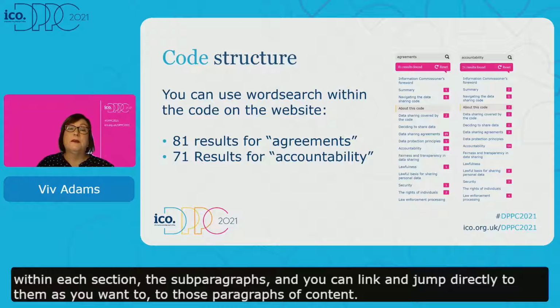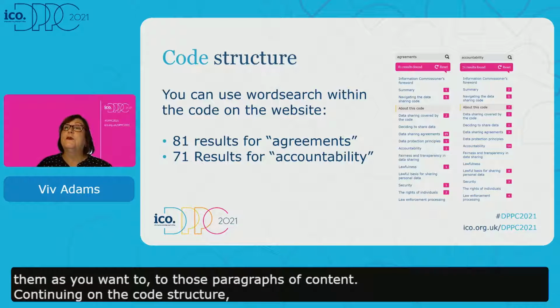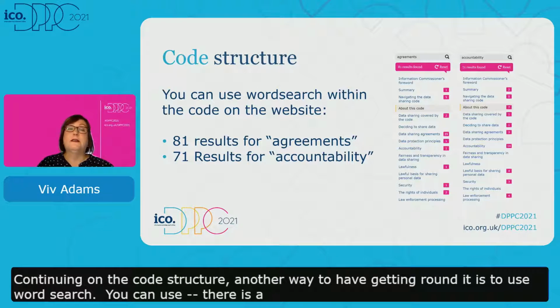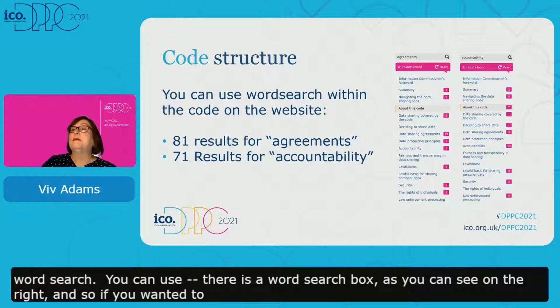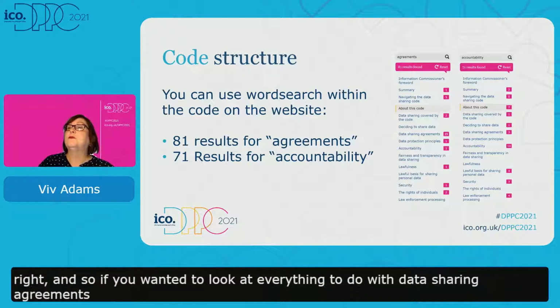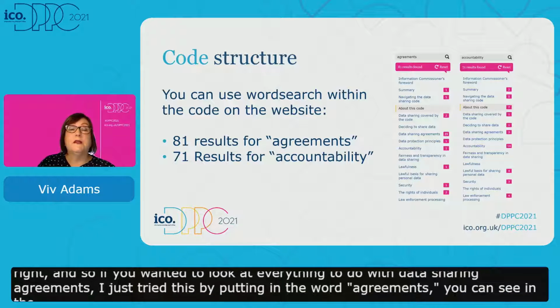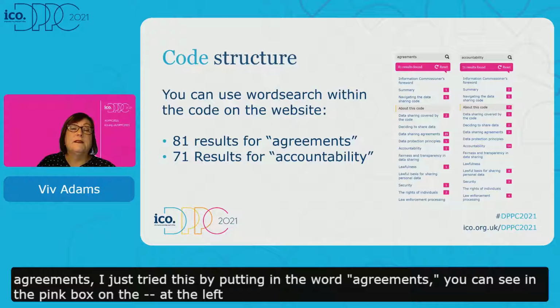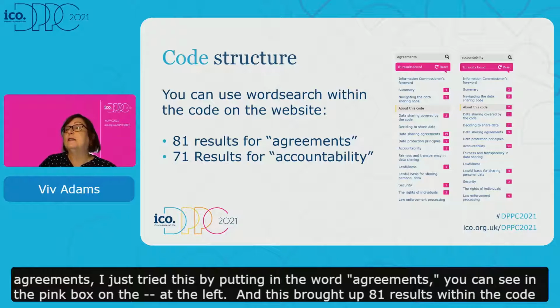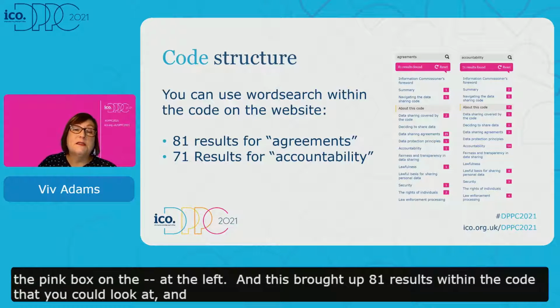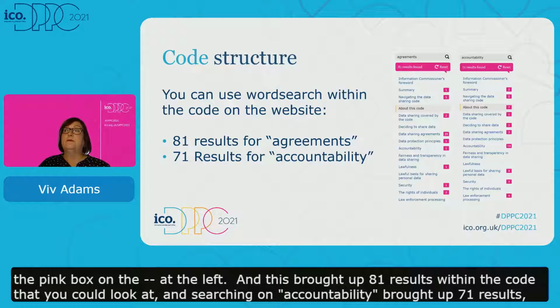Continuing on the code structure, another way of getting around it is to use word search. There is a word search box, as you can see on the right. So if you wanted to look at everything to do with data sharing agreements, I just tried this by putting in the word agreements. You can see it in the pink box on the left. And this brought up 81 results within the code that you could look at, and searching on accountability brought up 71 results. So that's another method you could use.